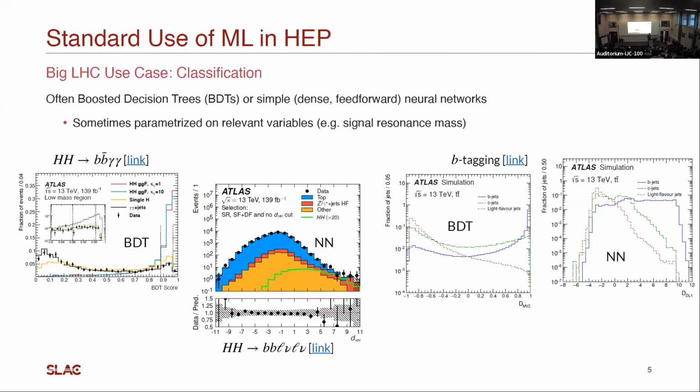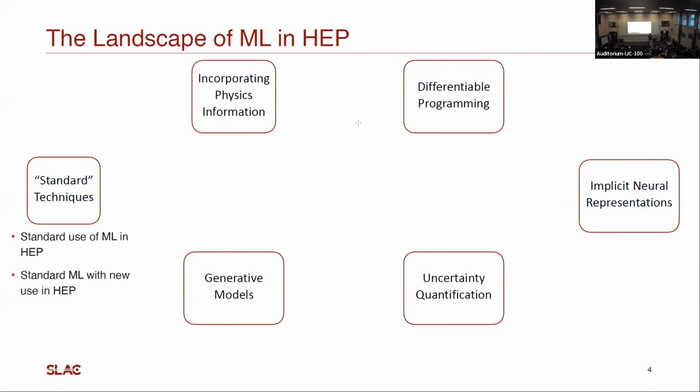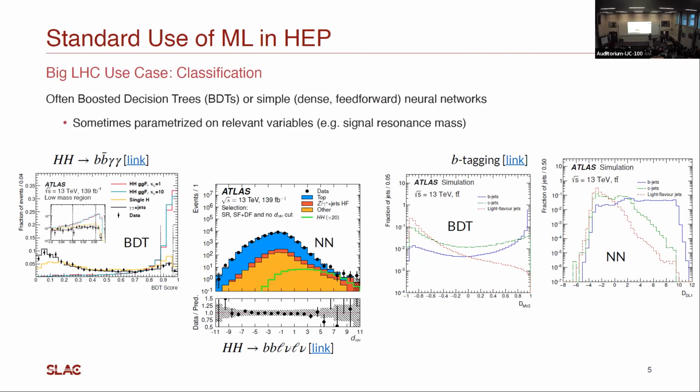By that, I mean two things. One is the standard use of ML in HEP, the way that people actually use ML. The other is standard ML methods, but ones that have found some new use in high energy physics. The big case, especially in LHC work, is classification. Again, this is BDT and neural network work, and these are usually pretty simple neural networks. Sometimes people extend these by parameterizing them in things like resonance masses for resonance searches. But again, pretty simple.